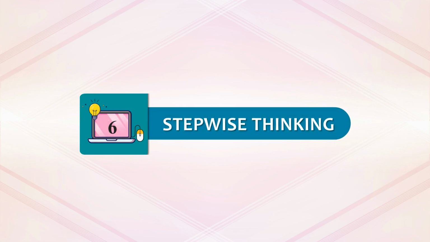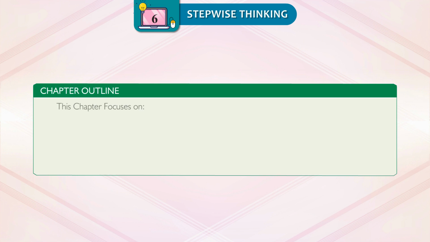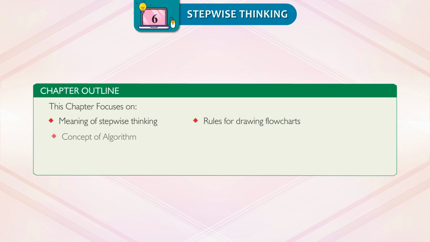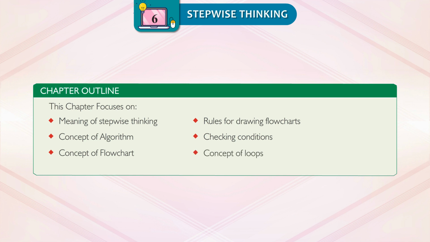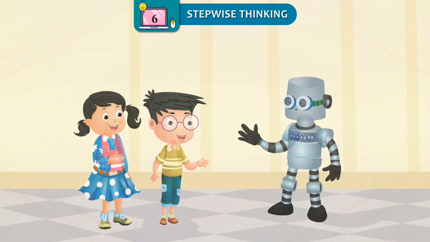Lesson 6. Stepwise Thinking. Chapter Outline. The chapter focuses on meaning of stepwise thinking, rules for drawing flowcharts, concept of algorithm, checking conditions, concept of flowchart, concept of loops, symbols used in flowchart, making the concept map.